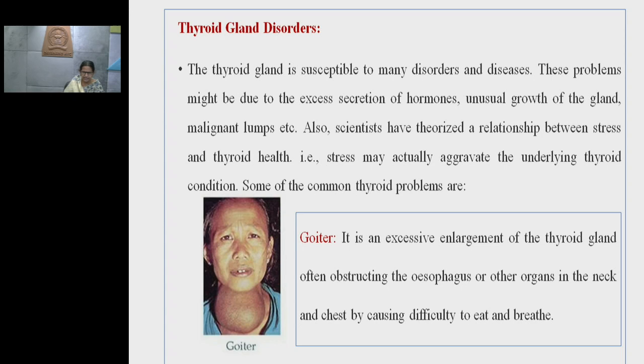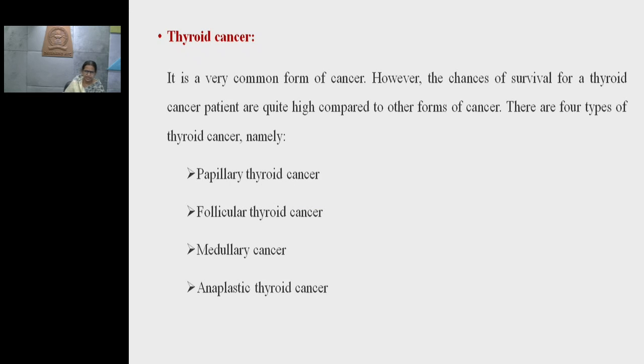It is an excessive enlargement of the thyroid gland, often obstructing the esophagus or the organs in the neck region and chest, causing difficulty to eat and breathe. Then thyroid cancer. It is a very common form of cancer. However, the chances of survival for thyroid cancer patients are quite high compared to other forms of cancer. There are 4 types of thyroid cancers as follows: papillary thyroid cancer, follicular thyroid cancer, medullary thyroid cancer, and anaplastic thyroid cancer.